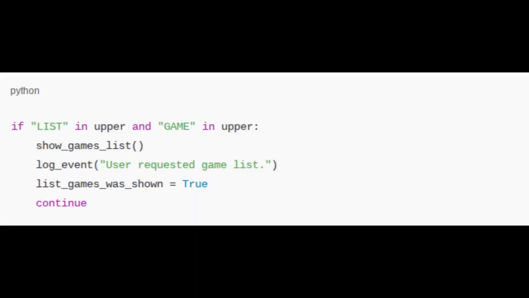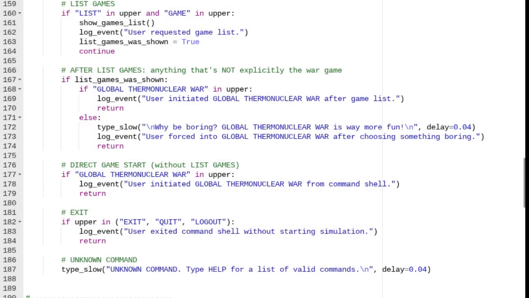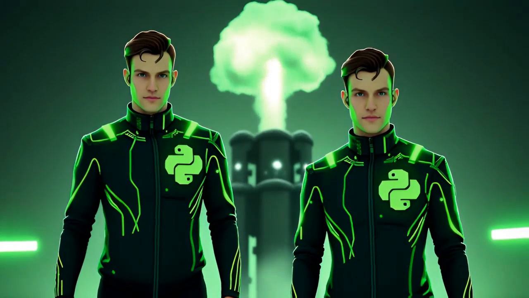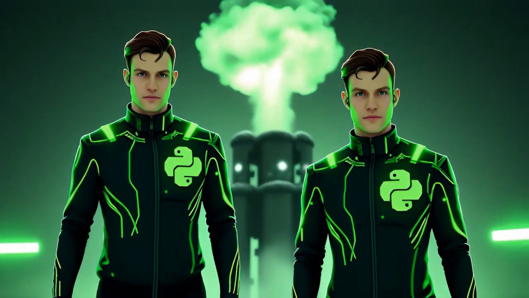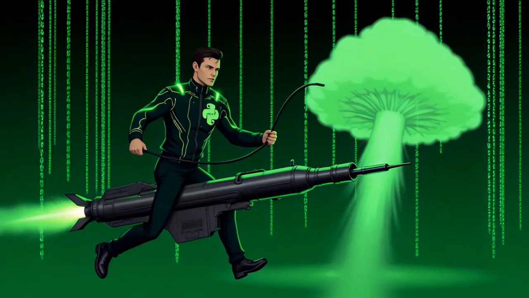If the user types anything that looks like list games, we show a list of games, just like in WarGames. After that, no matter what boring game they want, the program nudges them toward global thermonuclear war anyway. So the computer basically says, "Oh, you wanted checkers? That's adorable, we're doing worldwide annihilation." This keeps the story moving and keeps the movie reference strong.